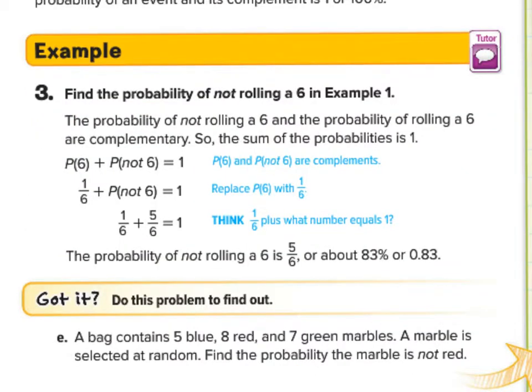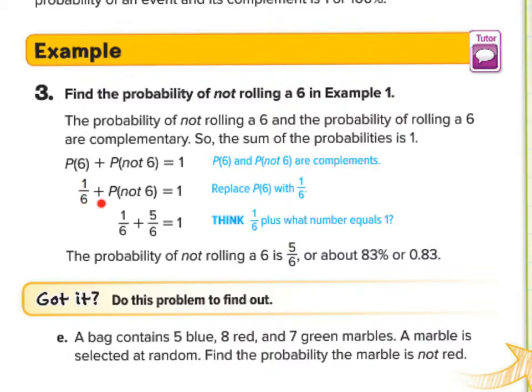So for example, going back to the die, rolling a dice. Find the probability of not rolling a 6 in example 1, okay? So the probability of not rolling a 6 and the probability of rolling a 6 are complementary because together the sum of the probabilities is 1, an entire probability, right? So probability of rolling a 6 plus the probability of not rolling a 6 equals 1. P6, probability 6, and probability of not 6 are complements. So they will give you the 100% option.